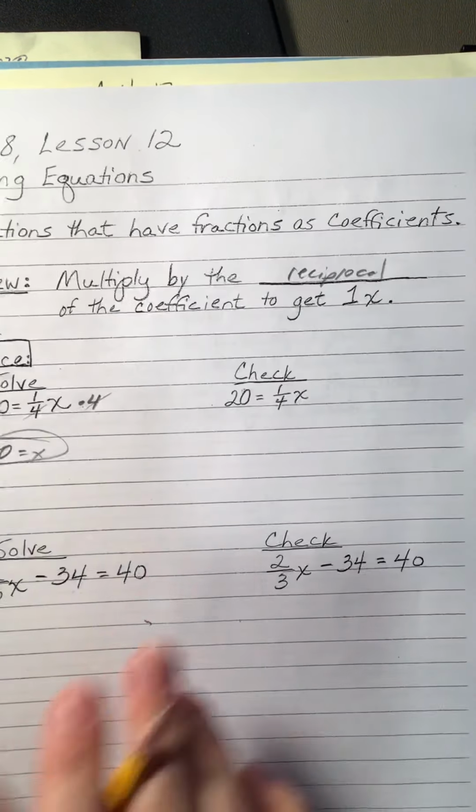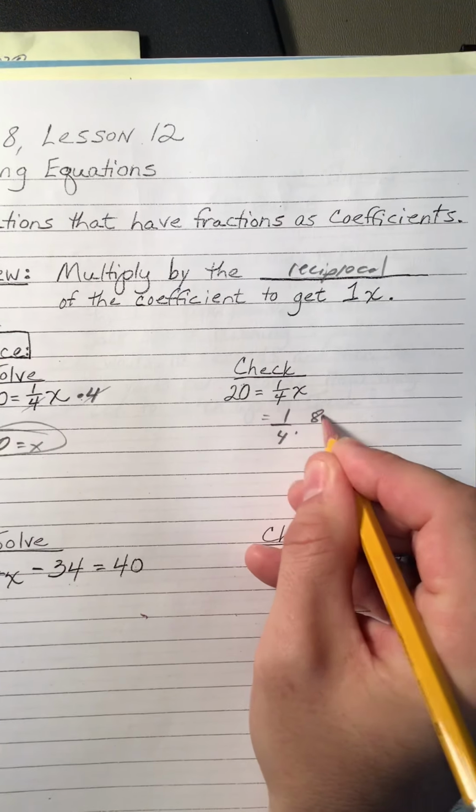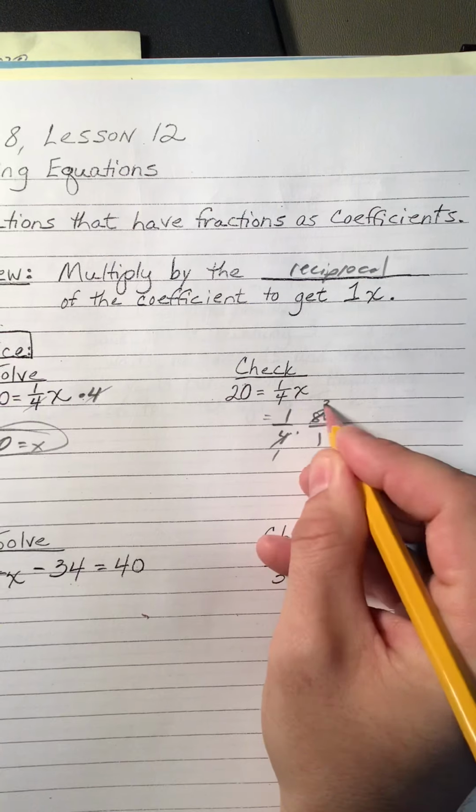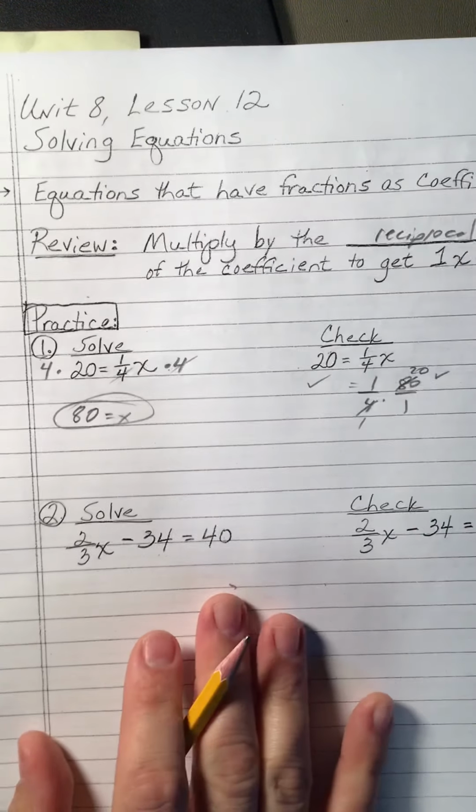That should be my answer, but I can check it. What is 1/4 of 80? They will cross cancel to just 20. So you know you got it correct.